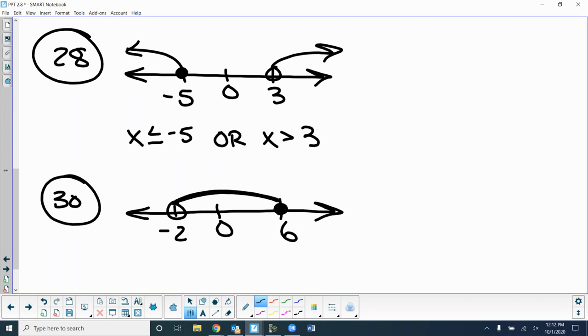Okay, so this is the graph. So it's X is greater than -2, and X is less than or equal to 6. So that's what we were supposed to do for those. Questions? Simple, right?